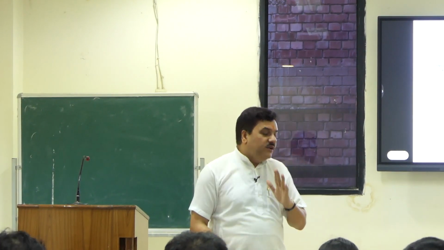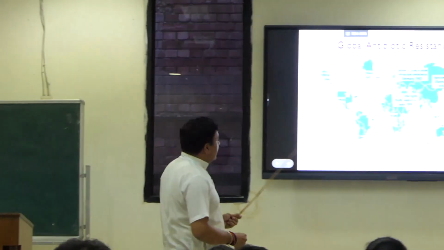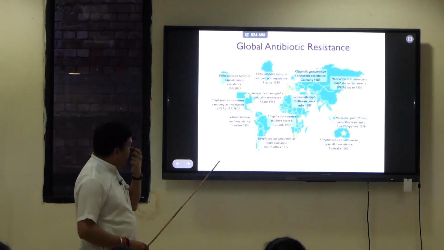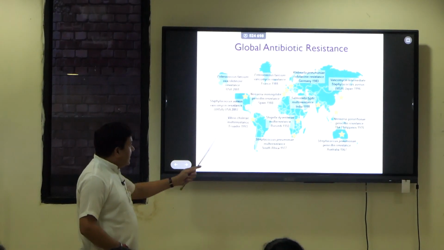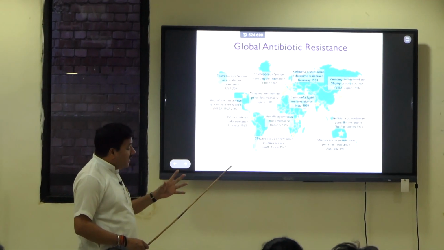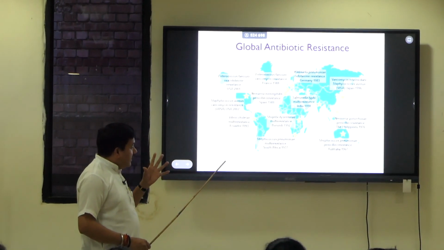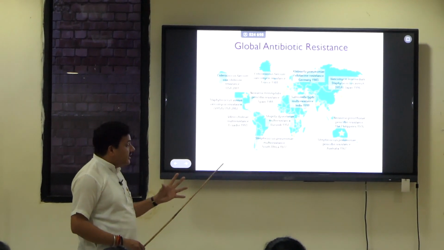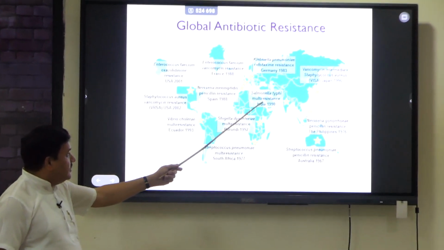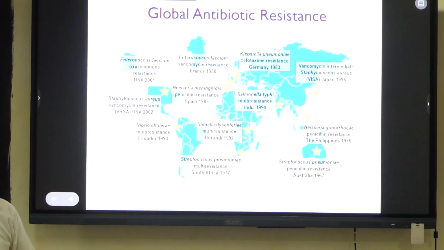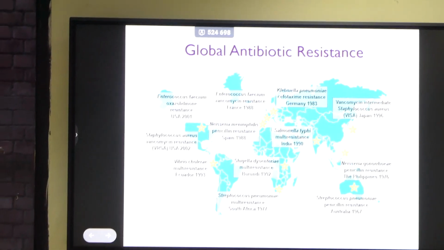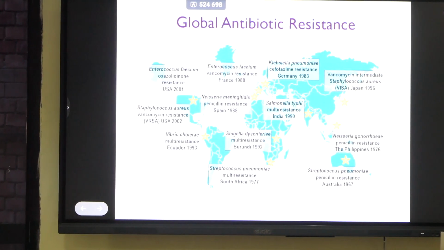So therefore we need a new drug, and these are some graphs showing the global position of antibiotic resistance. Many bacteria have been found resistant to many antibacterial agents which are currently used. In India also we have Salmonella typhi, which causes typhoid, a very problematic disease which is a food-borne or water-borne disease.